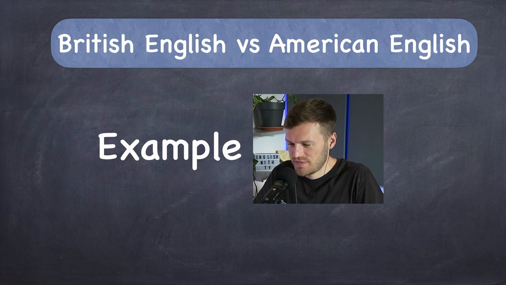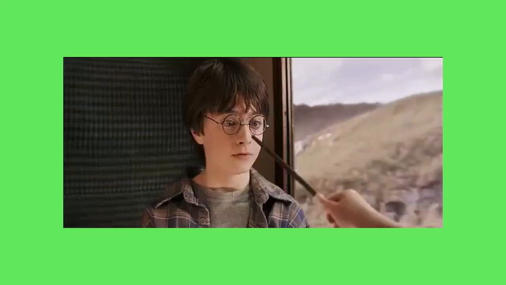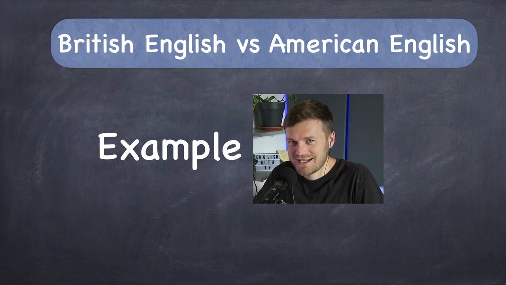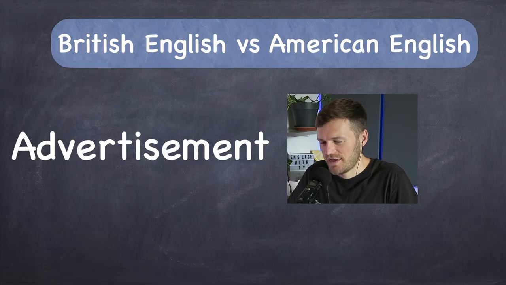In British English, people would say "example," again with an R sound. And in American English, people would say "example" with an A sound. Here's an example for you of the word example in British English. "Example." And here's an American English example for you. "For example."